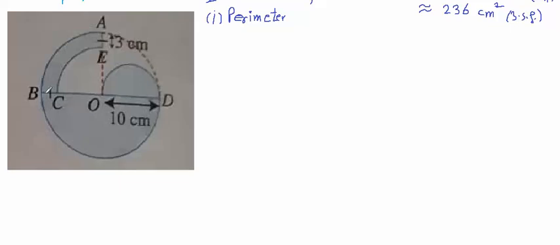this line is not a boundary because it is inside the shaded part. So the boundary is this, from here to here. I'm marking it with orange. This one is the boundary. This is the boundary.